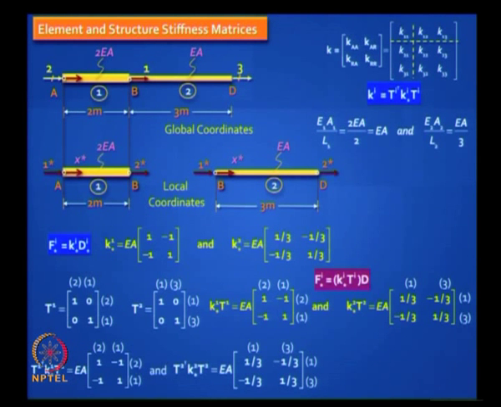You just have to add. What is K11? Well, K11 from the first element is 1 into EA. From the second element it is 1 by 3A, so it adds up to 4 by 3. What is K22? K22 from the first element is 1 times EA, and from the second element there is nothing. So can you do this? It is a simple addition exercise, you will end up with this.